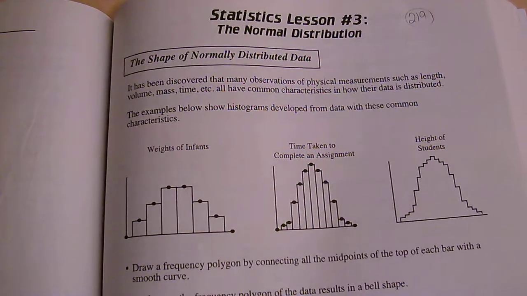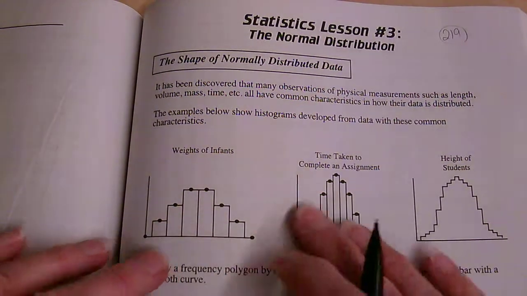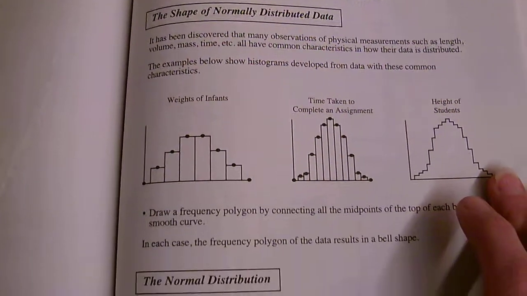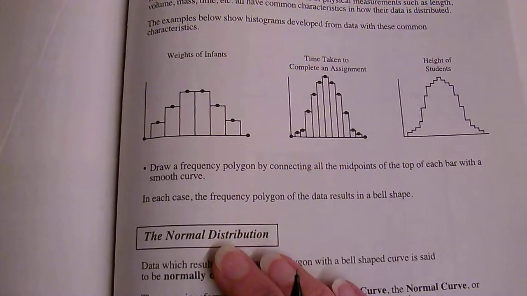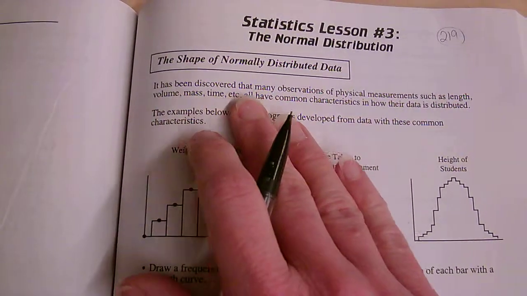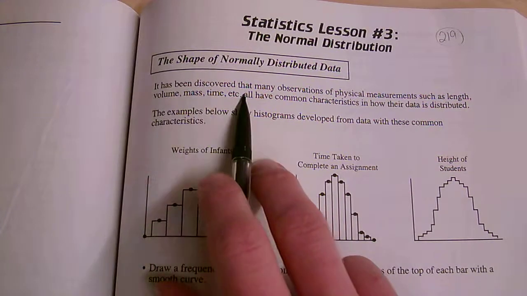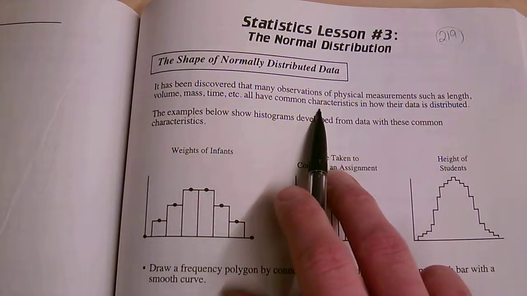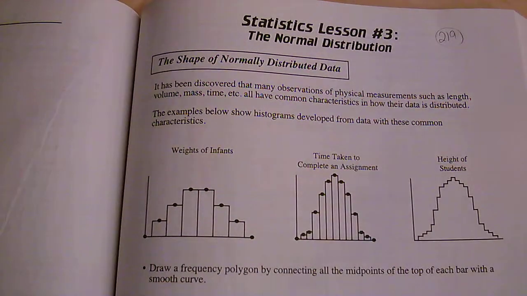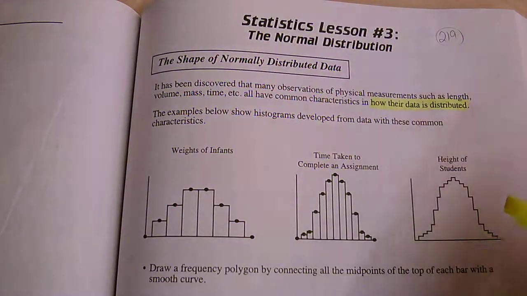So, the shape of normally distributed data. So we're going to look at some examples here. We're going to look at what the definition of normal distribution is, and then of course we're going to do some examples. So, it's been discovered that many observations of physical measurements, such as length, volume, mass, time, etc., all have common characteristics of how their data is distributed.